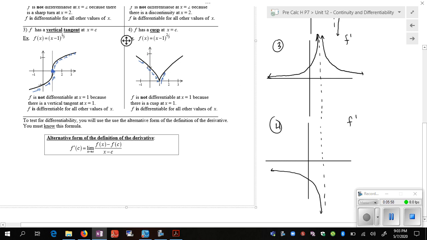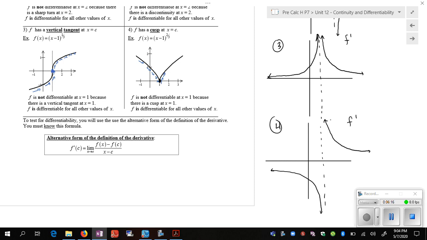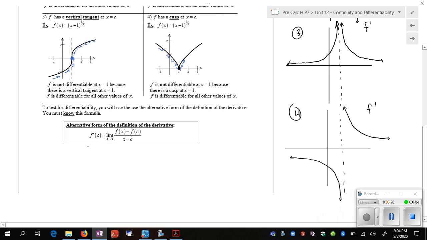Then right at the other side of 1, all of a sudden, boom, it's a positive slope. And it's slowing down how much it's positive, but it's still positive. So there's our graph, the derivative for number 4. We can actually verify differentiability, and it's going to be easiest to do it using the alternative form of the definition of the derivative. This is something that you are expected to have memorized, this formula.